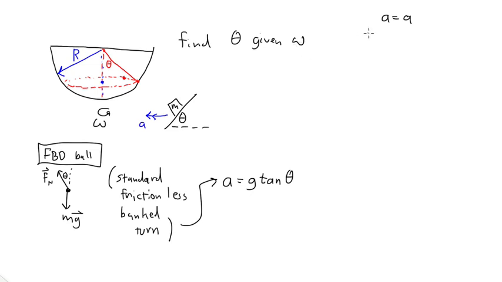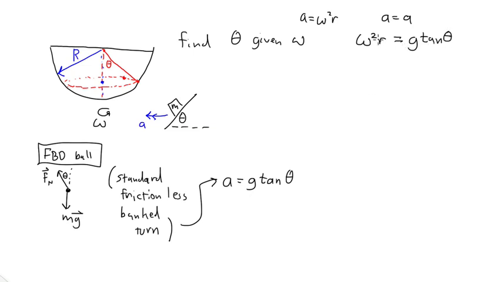Now, what do we want to do? Well, we have omega. So for my uniform circular motion side, I'm going to use omega squared r equals A. A equals omega squared r, that's one of your two most important centripetal acceleration equations. And on the other side, you're going to have g tan theta.